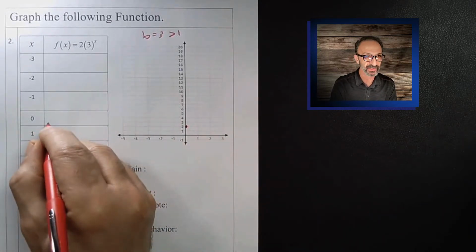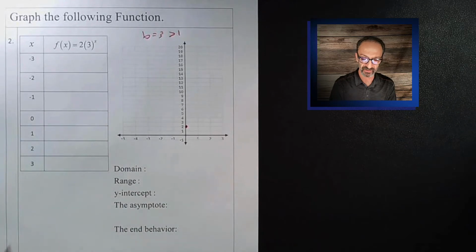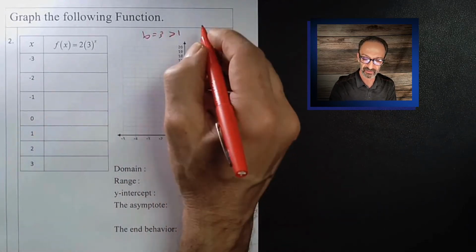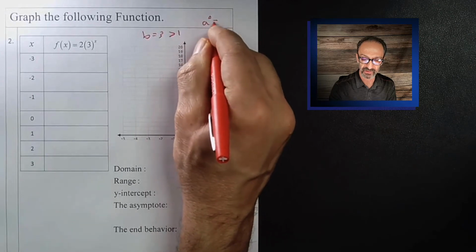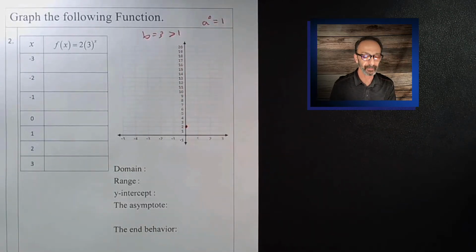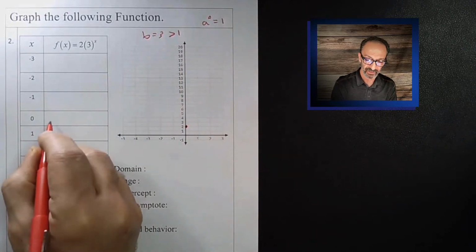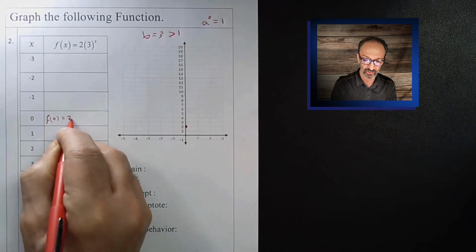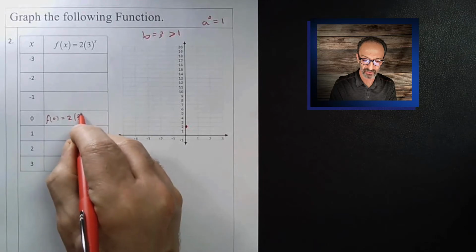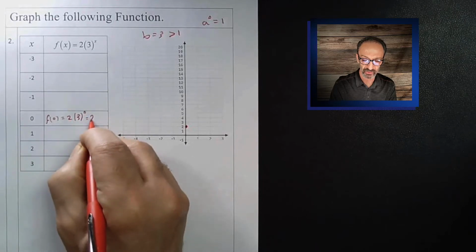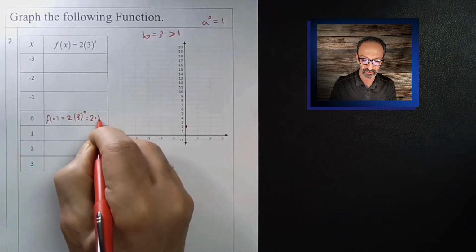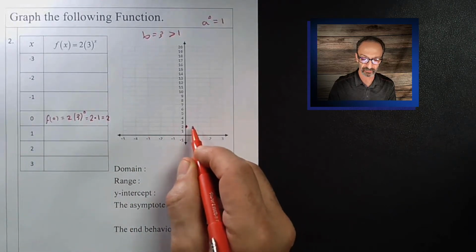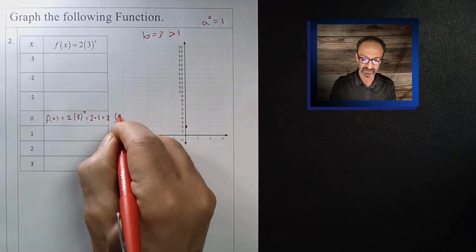Let's start with 0, positives, then we'll go to negatives. Anything raised to the power 0 is 1. So what do I have here? I do have f of 0 equals 2 times 3 to the power 0, which is 2 times 1, which is 2. As I told you, 0 will give me 2. So the ordered pair here is 0, 2.